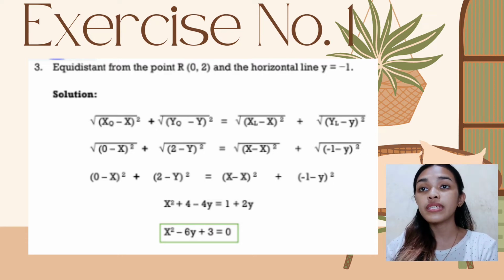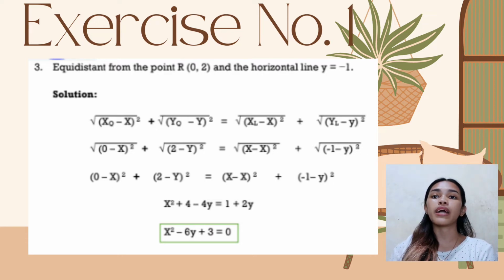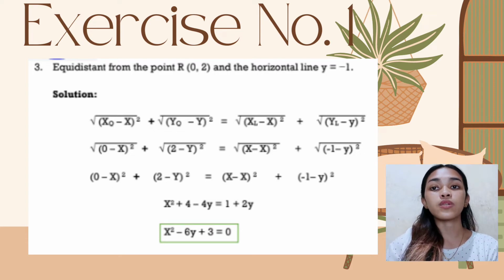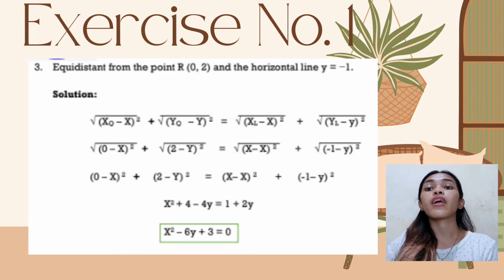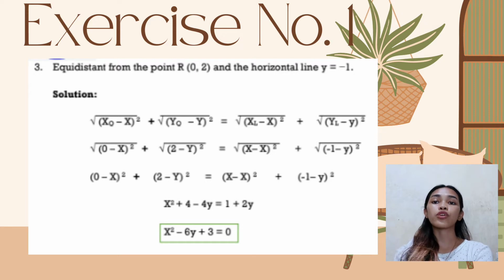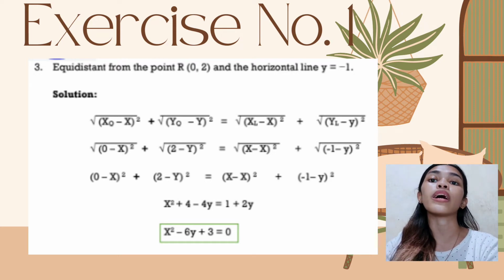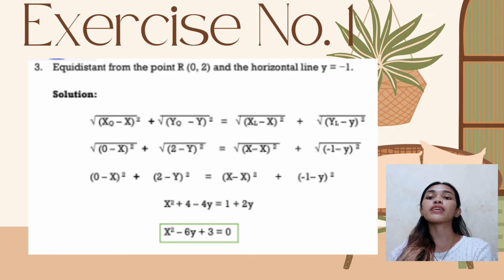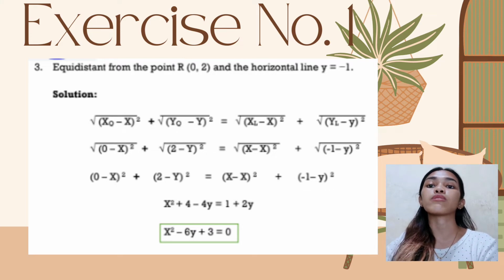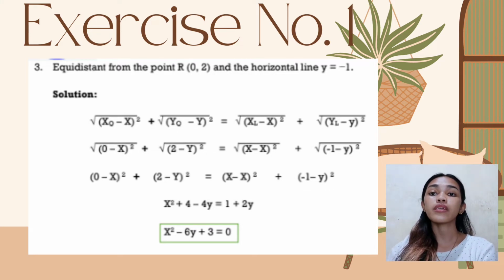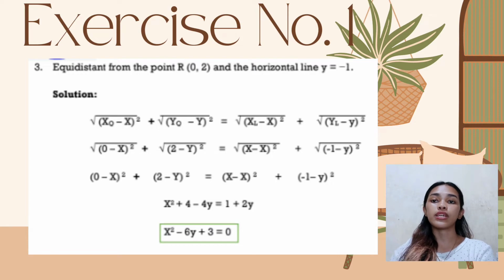And it will be 0 minus x squared plus 2 minus y squared is equal to x minus x squared plus negative 1 minus y squared. And it will be x squared plus 4 minus 4y is equal to 1 plus 2y. So the final answer will be x squared minus 6y plus 3 equals to 0.